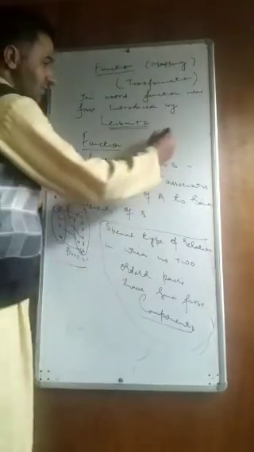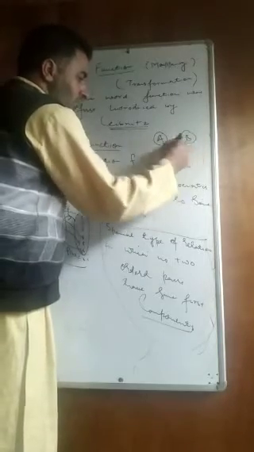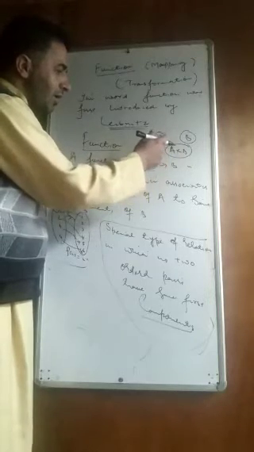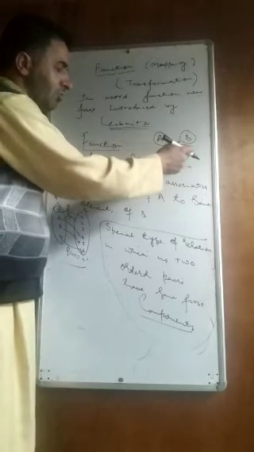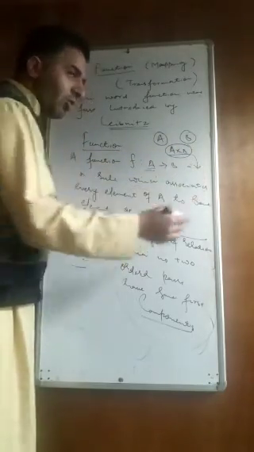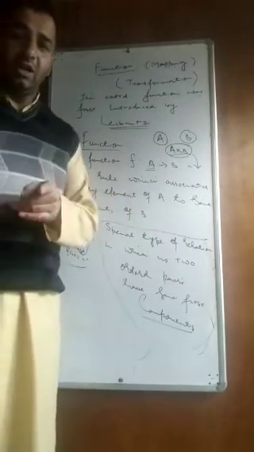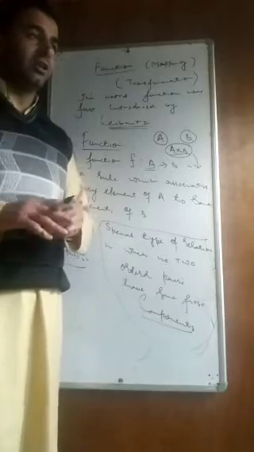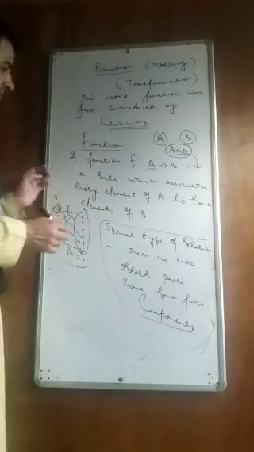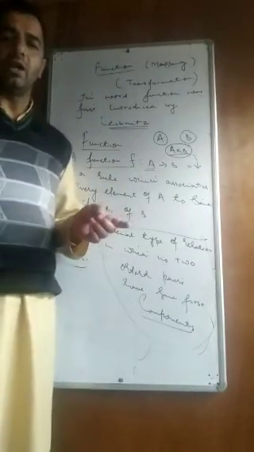If you have two sets, set A and set B, their Cartesian product is the set of all ordered pairs (a, b) such that small a belongs to capital A and small b belongs to capital B. This is the Cartesian product. If we take any subset of this Cartesian product, that subset is called a relation. But every relation is not a function, but every function is a relation. This is a very important point to note: every function is a relation, but every relation is not a function.